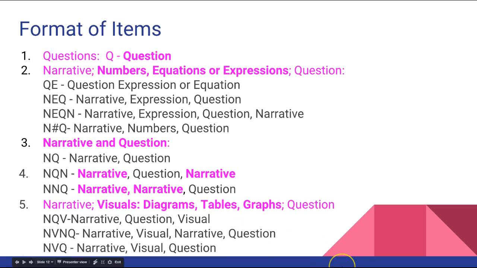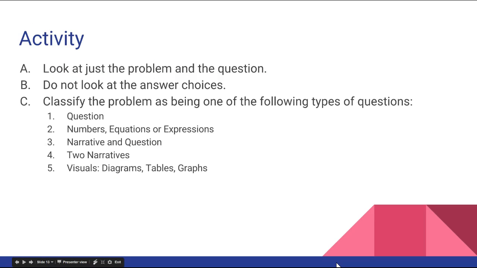This is the breakdown. You should have a sheet of paper that gives this breakdown for you. So what we're going to do now is just label a few of these items so that we can see what we have most often on our test. We're going to look at each problem in the question, and we're not going to look at the answer choices. And we're going to classify the problem as being one of the following types of questions, the ones that we just talked about.